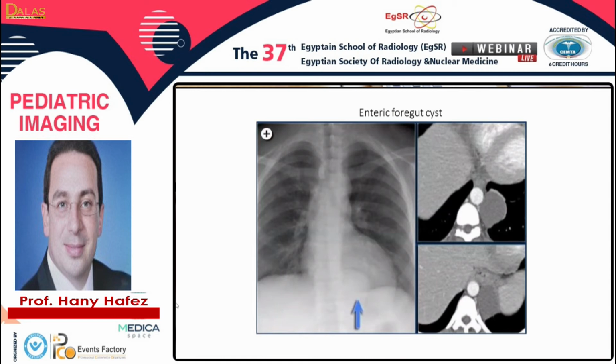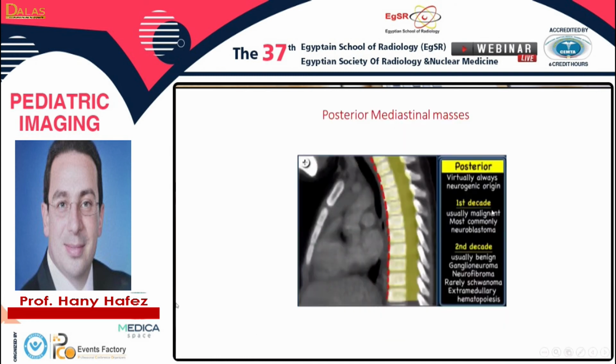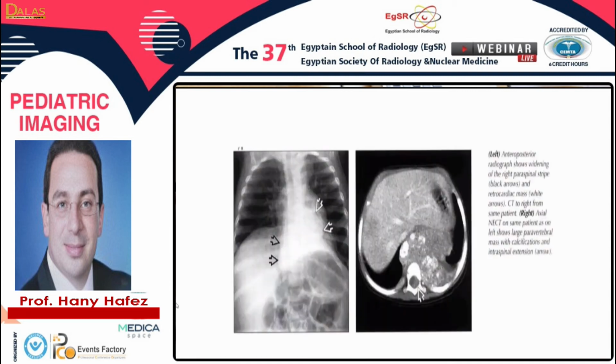Enteric foregut cyst. It's a cystic lesion also. Here in the background of the heart, and in CT scan it is a paravertebral lesion. Posterior mediastinal masses are common in pediatrics. In the first decade, they are usually malignant, and in the second decade, usually benign. On CT scanning, there is a malignant lesion, neuroblastoma.